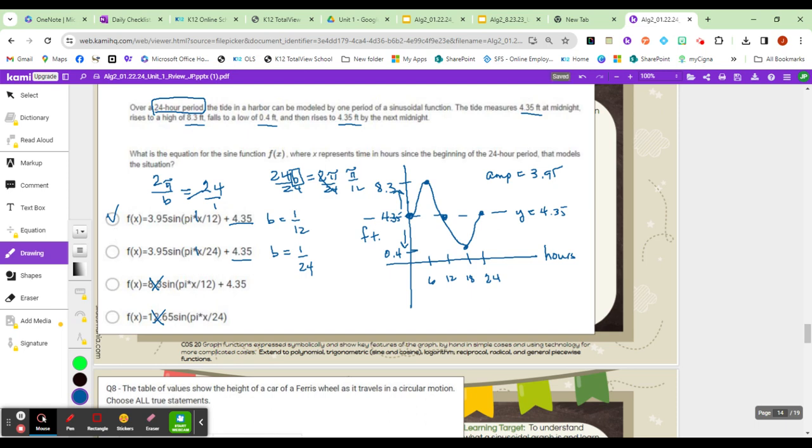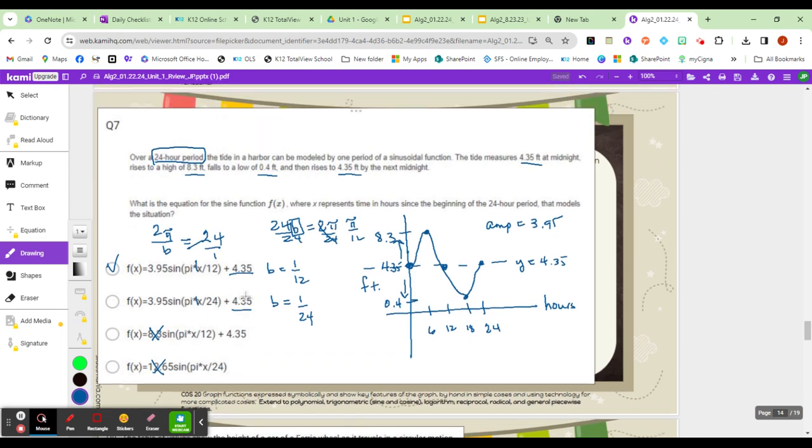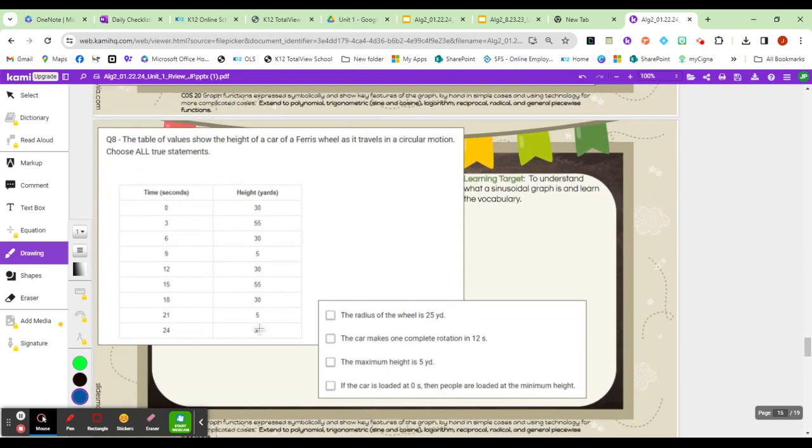That's been the hardest problem so far. This is number 7. Let's take a look at number 8. It says the table of values shows the height of a car of a Ferris wheel as it travels in a circular motion. Choose all the statements that are true.